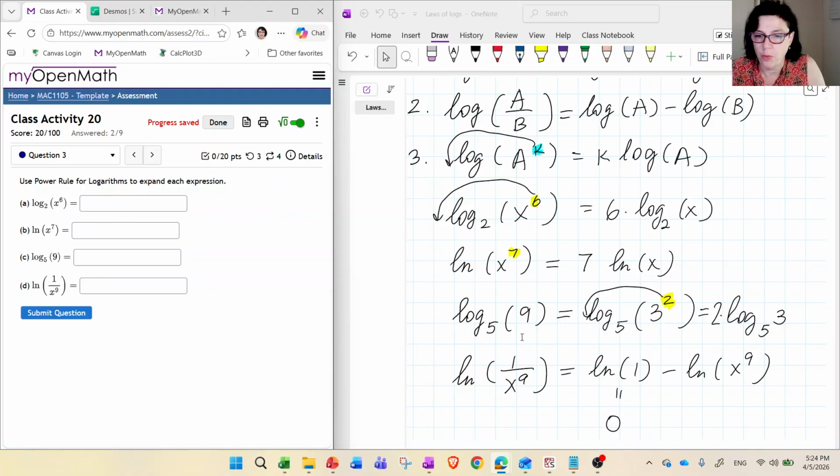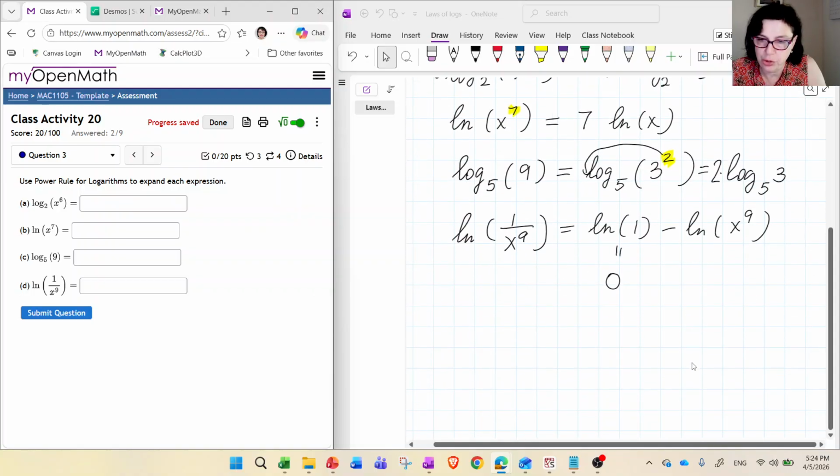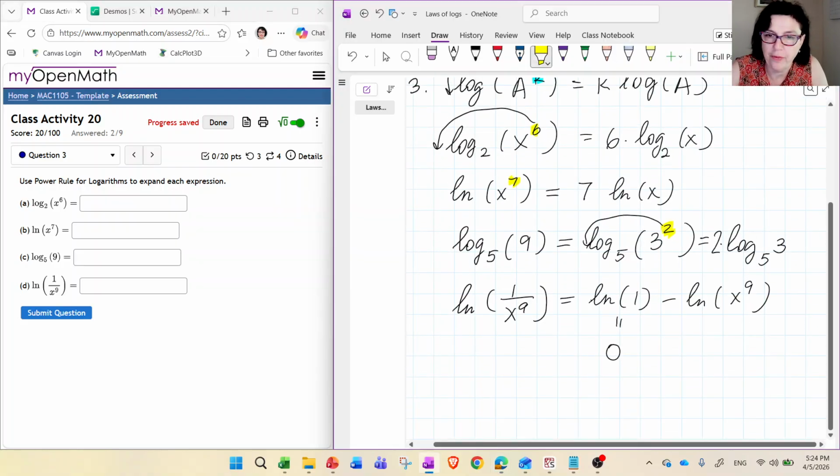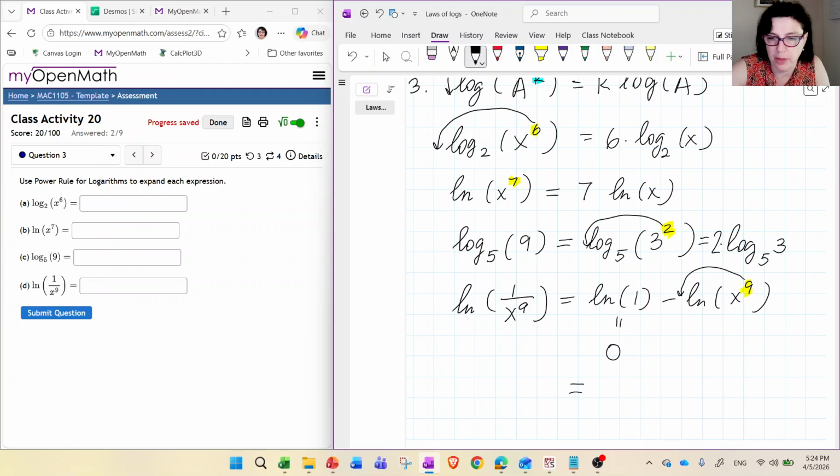Okay, now what about the last term? So this natural log of x to the 9, here you do have a power which you can bring in front of the log, right? And so this is going to become negative. See, this minus is not going to go anywhere. Natural log of 1 turns into 0, yes, but the minus is not going to go anywhere. So 9 is going to be in the front and then natural log of x. And that's it.